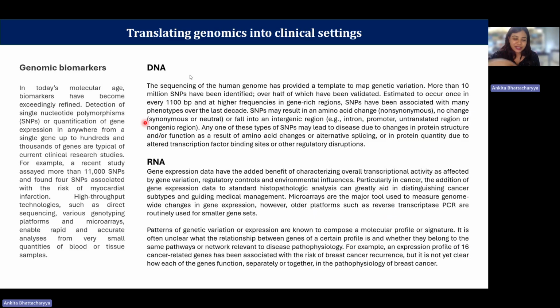Now, in today's molecular age, biomarkers have become exceedingly refined, and detection of single nucleotide polymorphisms, SNPs, or quantification of gene expression in anywhere from a single gene up to hundreds or thousands of genes are typical of current clinical research studies. For example, a recent study assayed more than 11,000 SNPs and found four SNPs that are associated with the risk of myocardial infarction. So high throughput technologies like direct sequencing, various genotyping platforms, and microarrays enable rapid and very accurate analysis from very small quantities of blood or tissue.